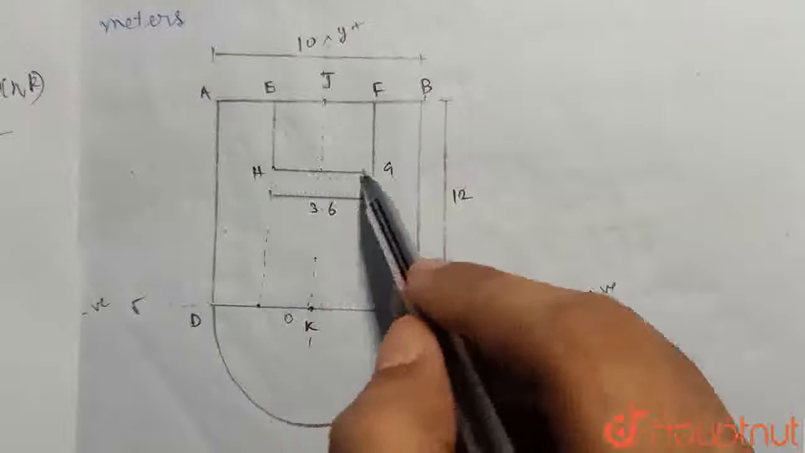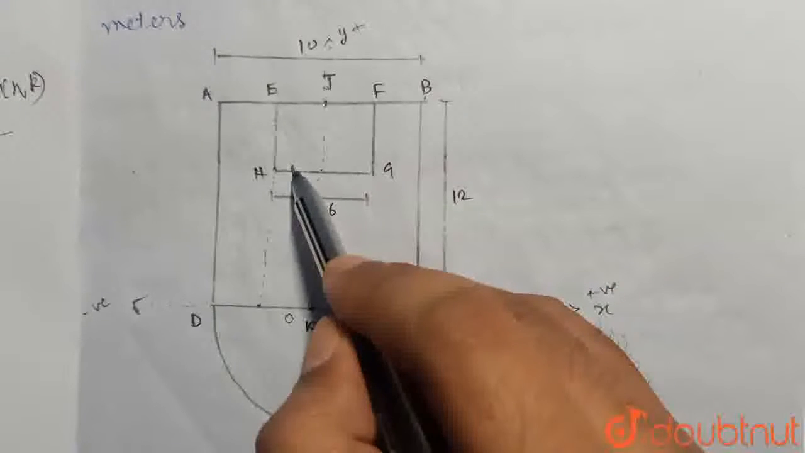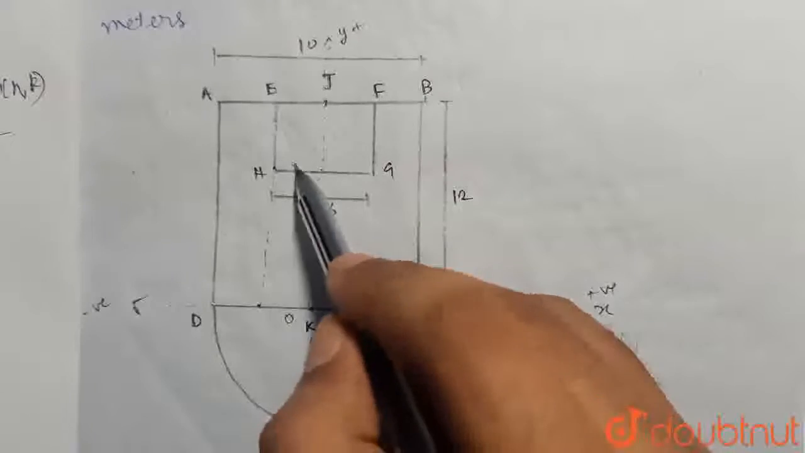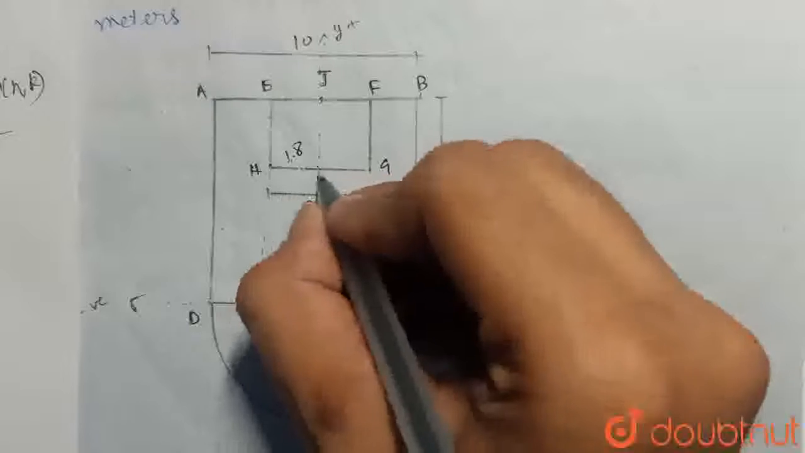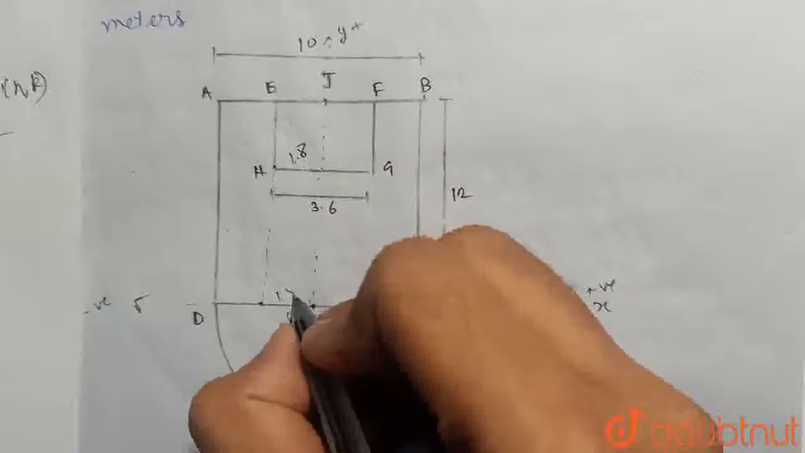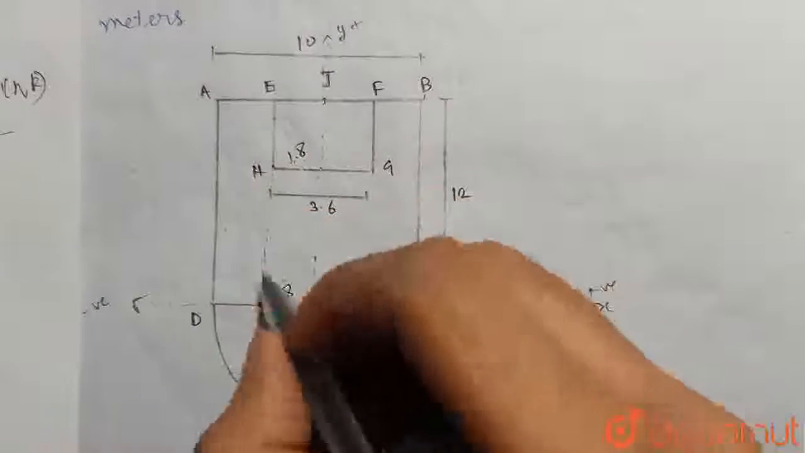So if this whole length is 3.6, then this will be equal to 3.6 divided by 2, that is 1.8. So the value of this length will be 1.8. If this is 1.8, then this will also be equal to 1.8. Okay, so I got the x coordinate.